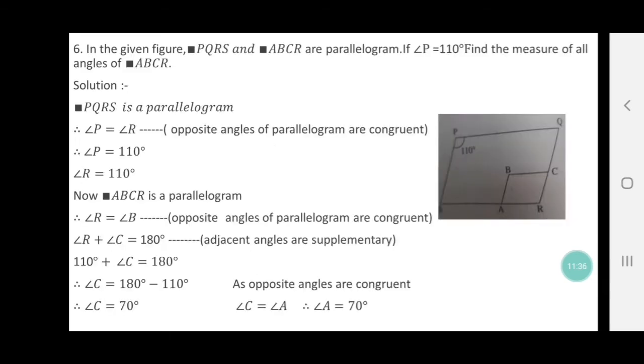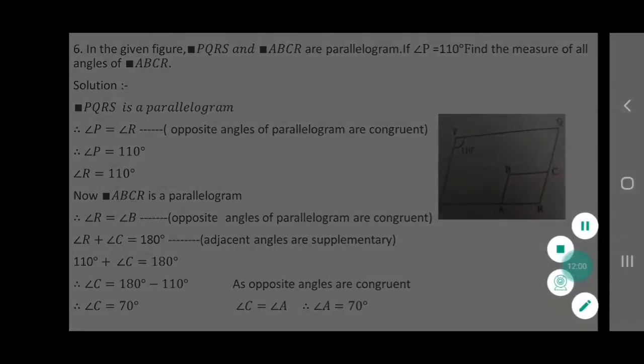So in that problem, what is given to us? Given part is quadrilateral PQRS and quadrilateral ABCR is a parallelogram, right? Now here angle P is given to us as 110 and we are supposed to find the measure of all angles of ABCR. Okay, now where is this ABCR? That first we will clarify.